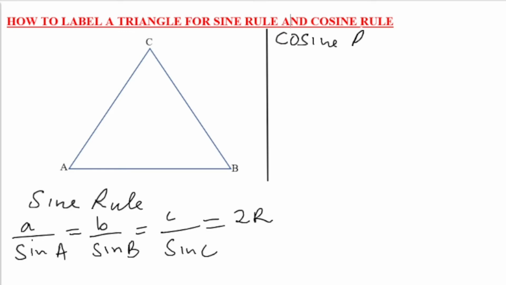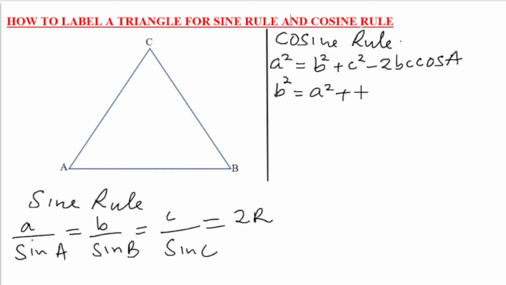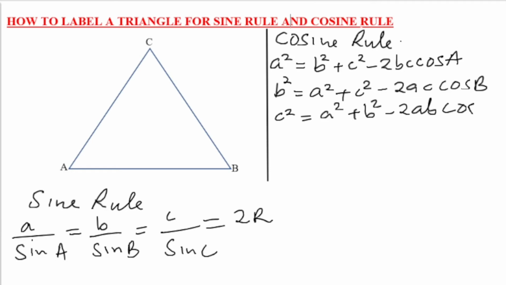Then when it comes to cosine rule, we normally say a squared is equal to b squared plus c squared minus 2bc cos A. Or you can as well say b squared is equal to a squared plus c squared minus 2ac cos B. Or lastly, you can say c squared is equal to a squared plus b squared minus 2ab cos C. So usually those are the two, the sine rule and cosine rule.